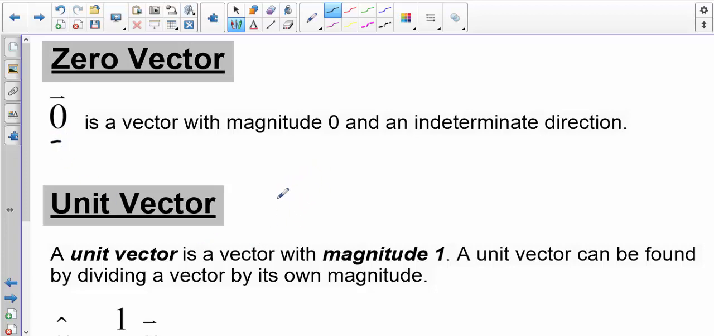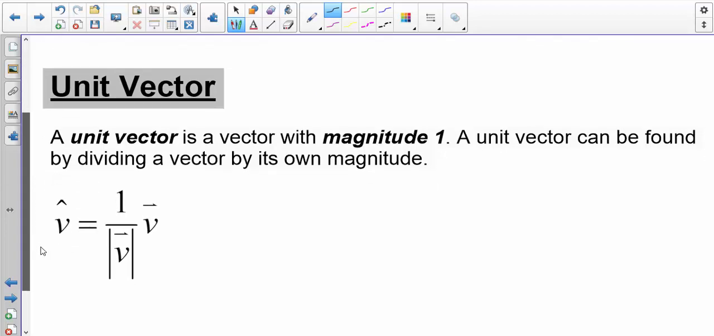I guess we can't really draw it because it has a magnitude of 0. I can't draw something that has a magnitude of 0. But, theoretically, if I don't push a box, it has a 0 vector, right? So basically, that's a vector that has magnitude of 0 and indeterminate direction because I'm not pushing the box.